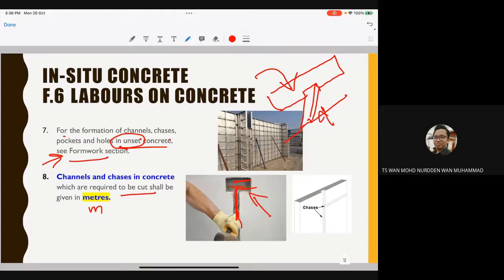Okay. All of those line yang kita hack ni, kita keluarkan. Sebab kita nak letakkan kita punya channel. Dan ni kena measure dalam meter. Lepas tu, kita akan concrete balik lah. Channel and chases in concrete which are required to be cut shall be given in meter. Okay. Sebab sekarang kita pasal labels kan. Kerja-kerja yang kita cut concrete on the wall ataupun on any structure tu, itu yang kita panggil sebagai this one lah, labels of concrete. So macam mana kita nak kira, measure berapa panjang yang kita cut lah.